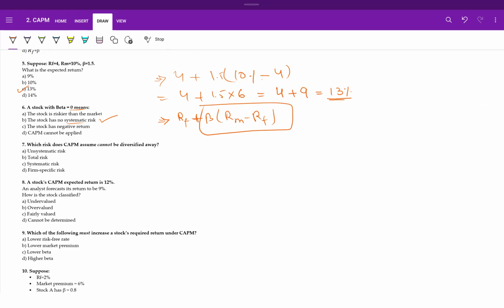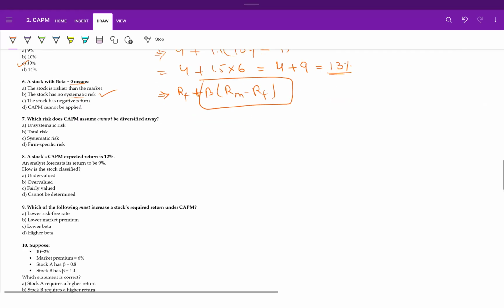The stock does not move with the market. Either it's risk-free or uncorrelated, but you still may have total risk. Okay, so let's talk about question number 7 now.